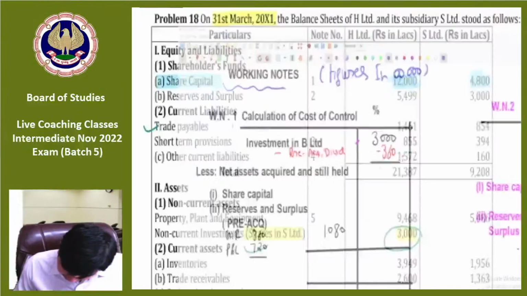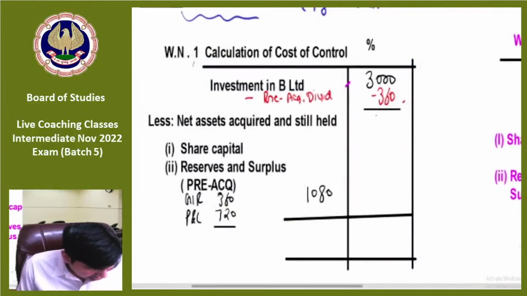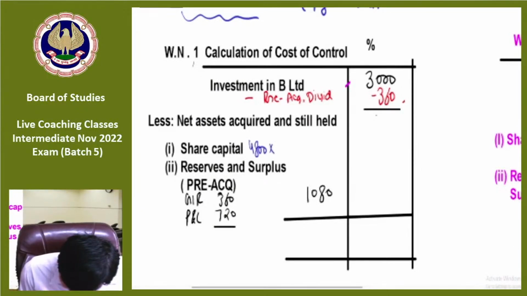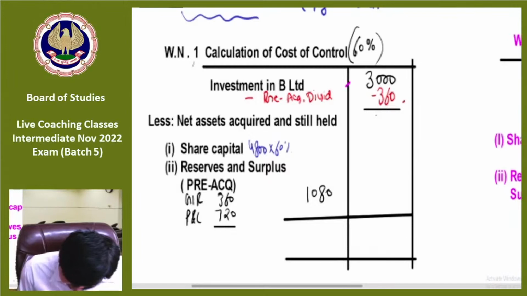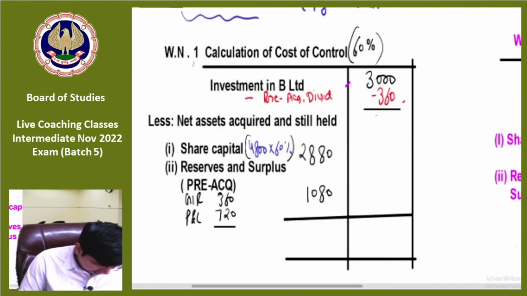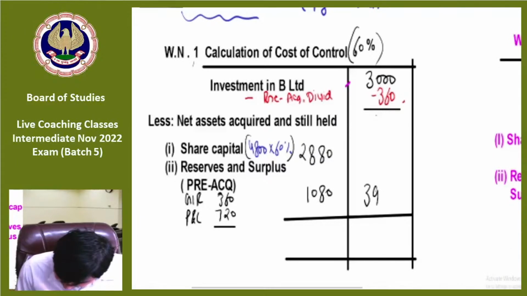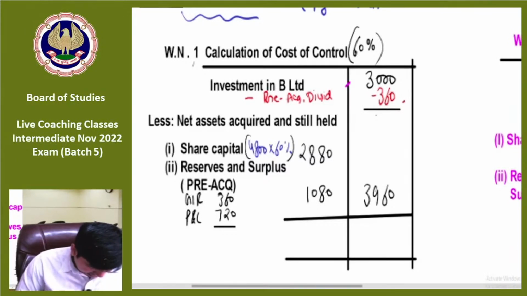The share capital of the subsidiary company is 4800. 4800 multiplied by 60% is 2880, since you are having 60% control on this, 60% shares to control 100%. What is the total amount? 1080 must also be added, that is 3960. 3000 minus 360 becomes 2640. Can I calculate here?